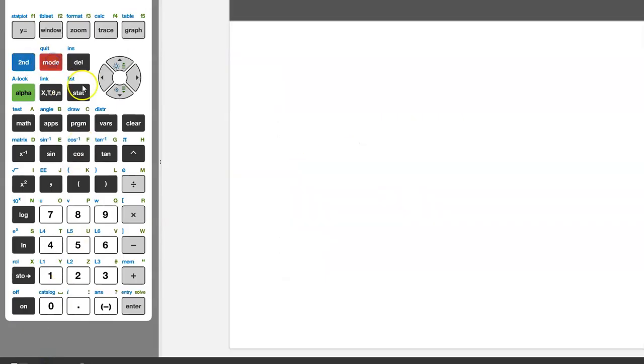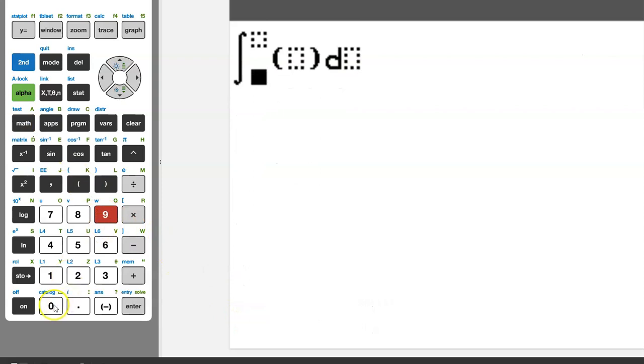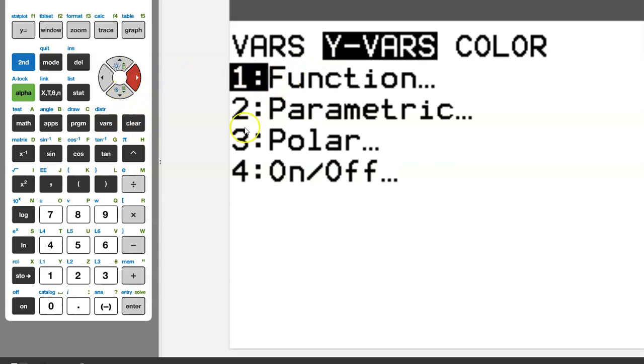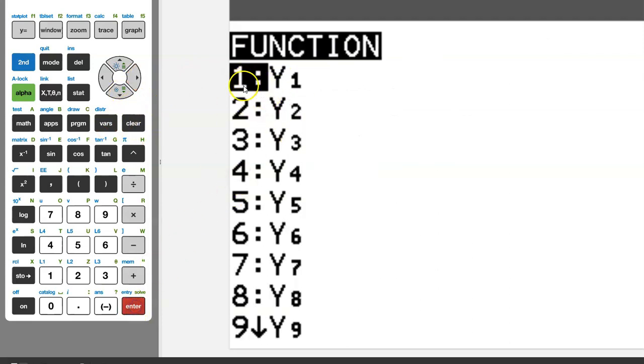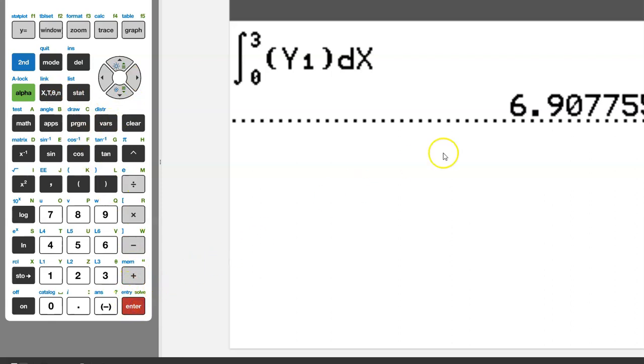So hit second quit to get to a blank screen. To integrate, hit Math, and then choose option 9. We are integrating from 0 to 3. To access y1, hit the vars button and switch over to the vars menu. Hit enter for function and choose y1. And don't forget the dx. And that's it. 6.908 if you round up.